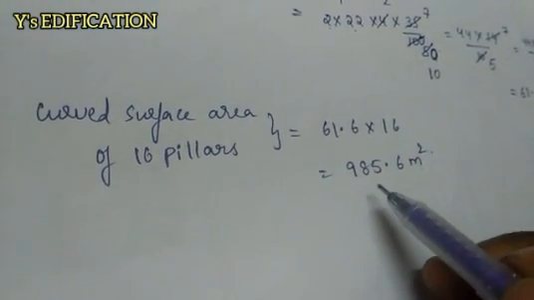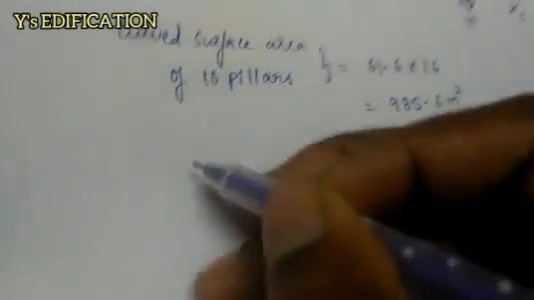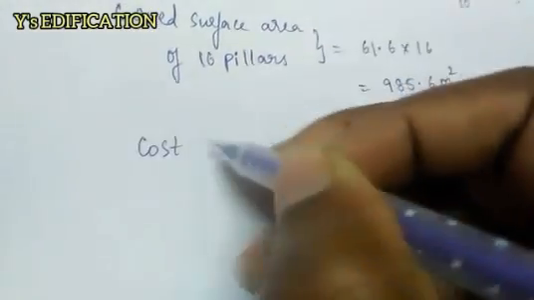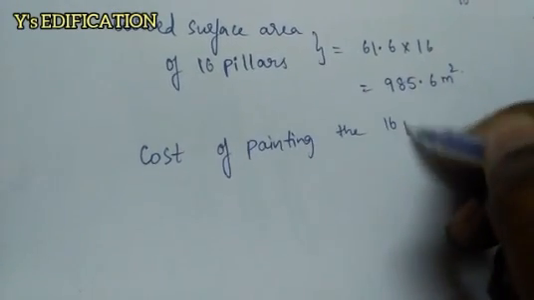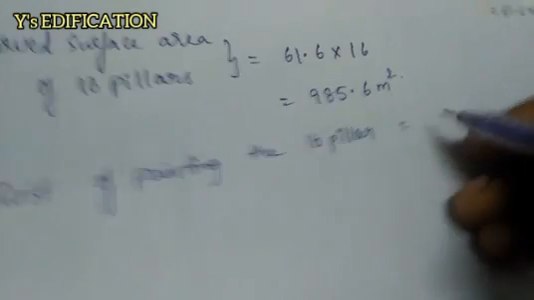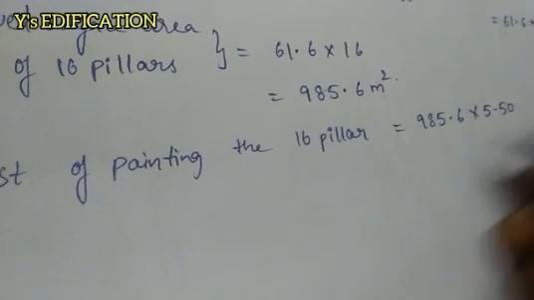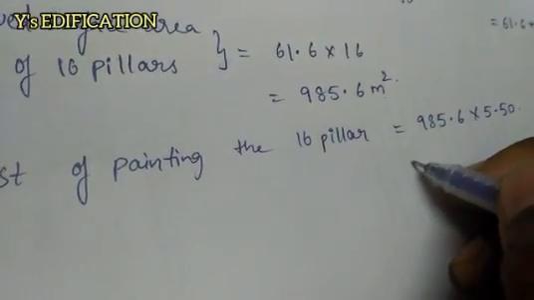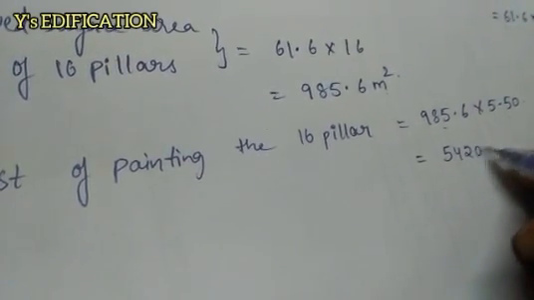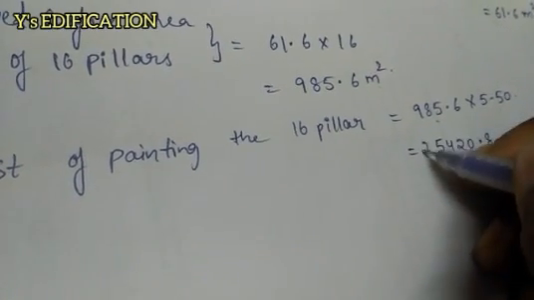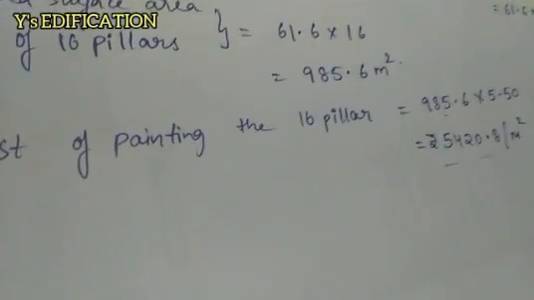Now we have to find out the painting cost of this square meters pillar. Okay. Now the cost of painting the 16 pillars is 985.6 into 5.50. Why? Because 1 meter square is 5.50 rupees. So after multiplying these two, we will get 5420.8 rupees. Okay, so this is the overall cost for the 16 pillars.